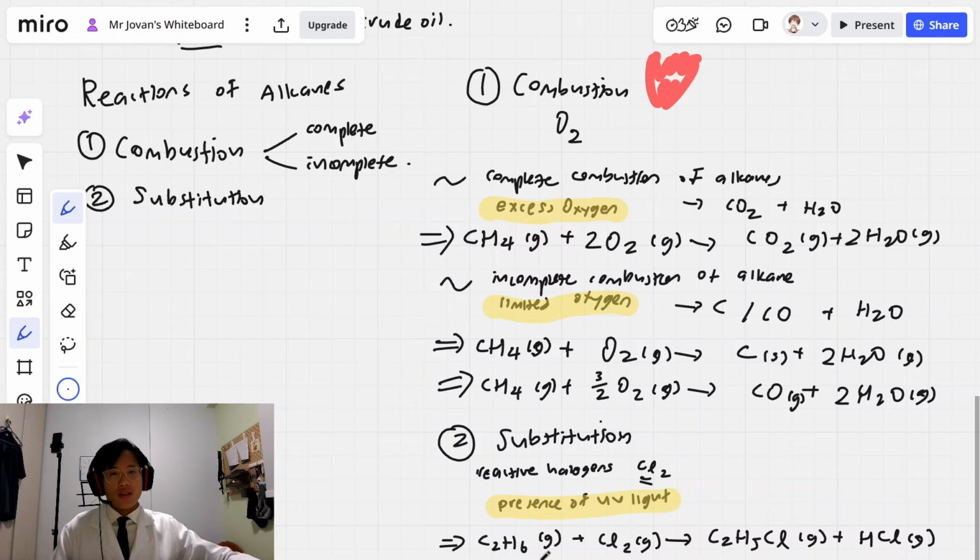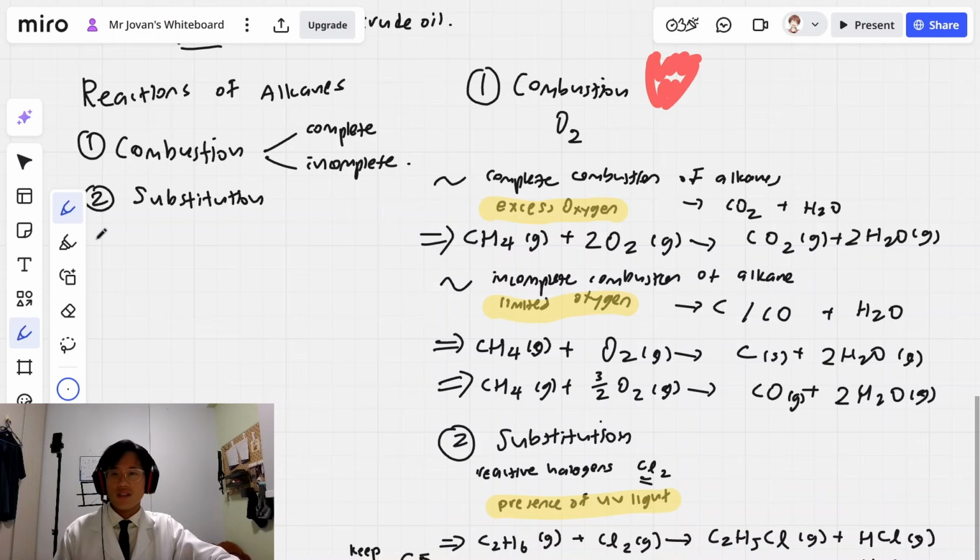Do take note that we can continue to substitute. For example, I take this product here and put it in here. I can substitute again. This is the whole point of a substitution reaction. So I kick out another H, and now I have two Cls. So it can keep going and going. I'll just make a mark here: can keep going.